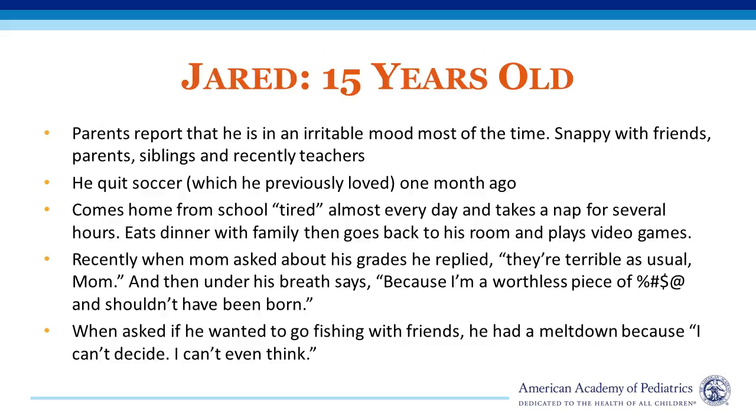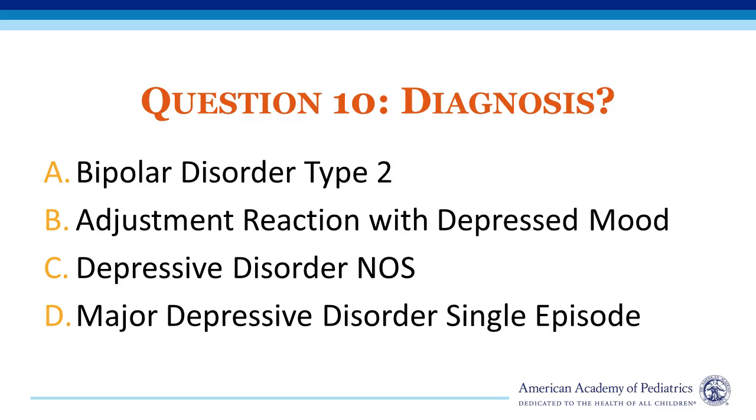Now we'll look at a 15-year-old who has been irritable for some time, and it just seems like he's always irritable. He's snappy with his friends, his parents, even recently with his teachers. He decided to quit soccer. He had previously lived for soccer, but about a month ago he just shut down and said he didn't want to do it. Tired every day and napping most afternoons for a few hours, and after eating dinner he goes back to his room and plays video games. When asked about his grades, he had this to say: feeling worthless, and that it is to be expected that his grades are terrible. And then when asked if he wanted to go fishing with friends, he couldn't decide. He couldn't even think. And so this is a pattern that would suggest which comorbid mood problem.